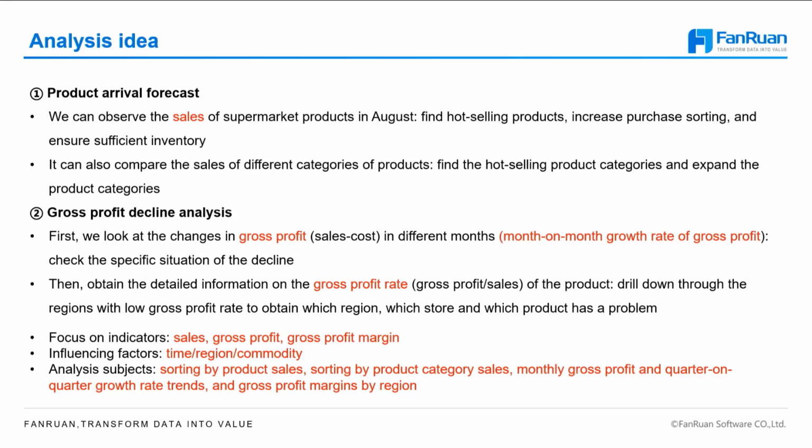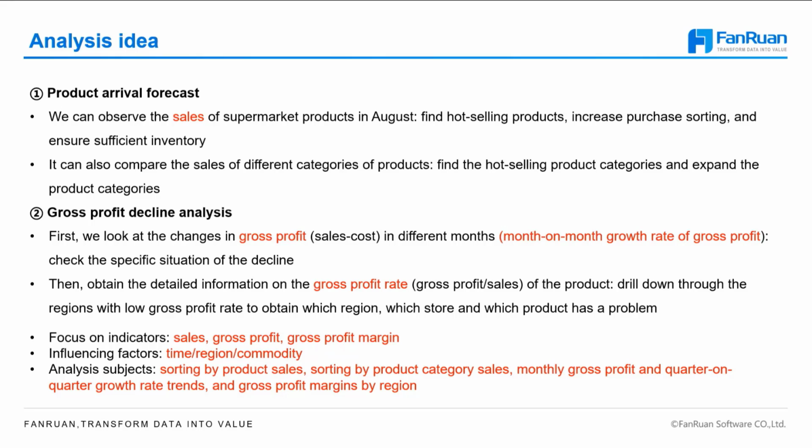First, about product arrival forecast. We can observe the sales of supermarket products in August, find hot-selling products, increase purchase sorting, and ensure sufficient inventory. We can also compare the sales of different categories of products, find the hot-selling product categories and expand the product categories. Second, about gross profit decline analysis.